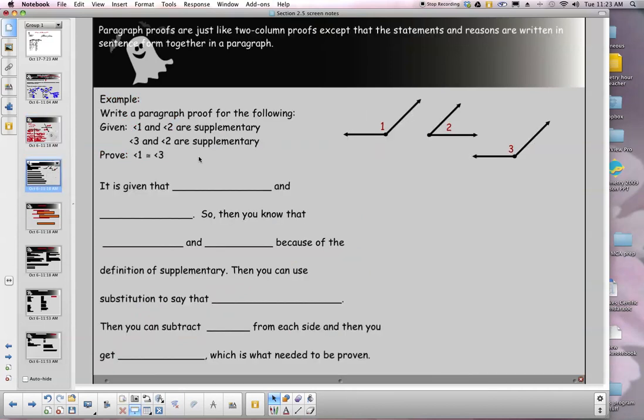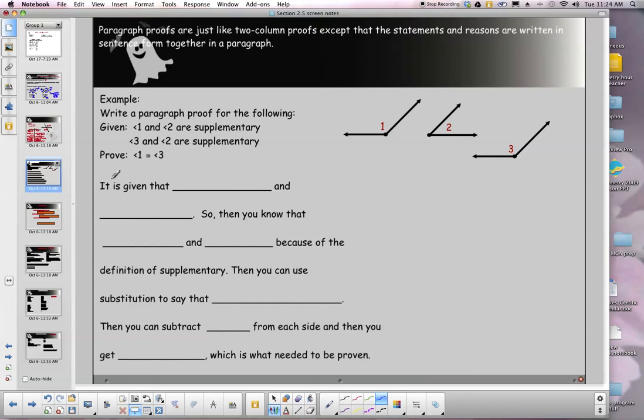The last thing that we're going to talk about is a paragraph proof. A paragraph proof is basically where you write the proof, but you write it as a sentence instead of as a statement and a reason in two different columns. So this one is given that angles 1 and 2 are supplementary and angles 2 and 3 are supplementary, and you're trying to prove that angle 1 equals angle 3. So the concept still applies. You start with your given information, and when you get down to what you were trying to prove, you're done.